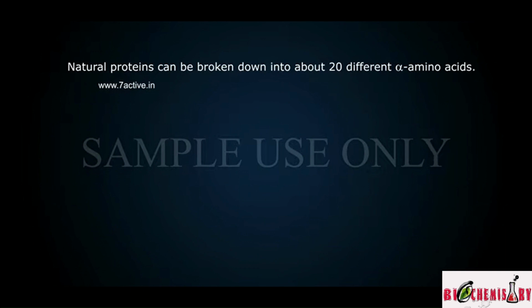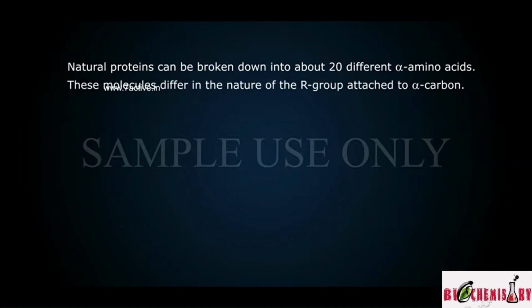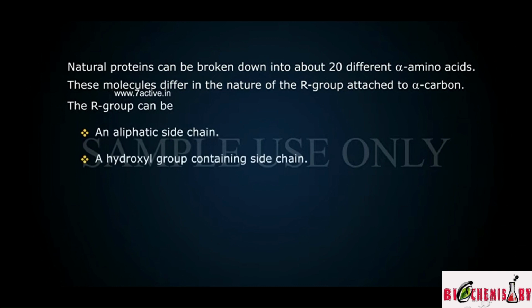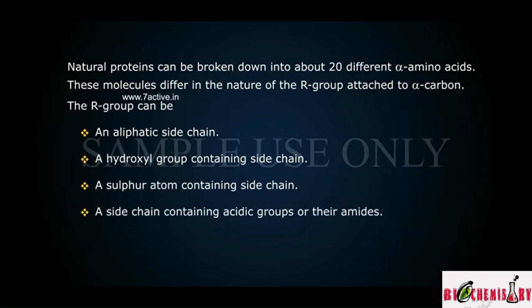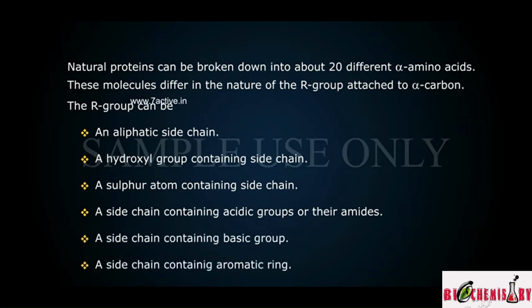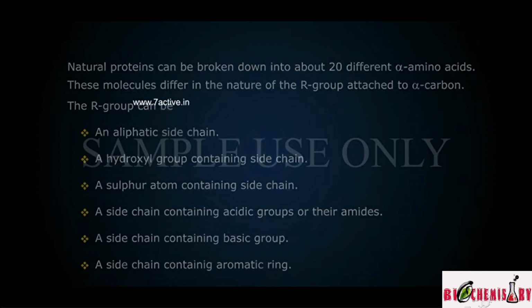Natural proteins can be broken down into about 20 different alpha amino acids. These molecules differ in nature of the R group attached to alpha carbon. The R group can be an aliphatic side chain, a hydroxyl group containing side chain, a sulfur atom containing side chain, a side chain containing acidic groups or their amides, a side chain containing basic group, a side chain containing aromatic ring.